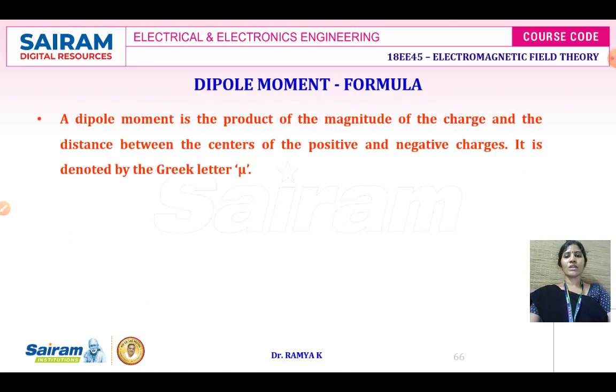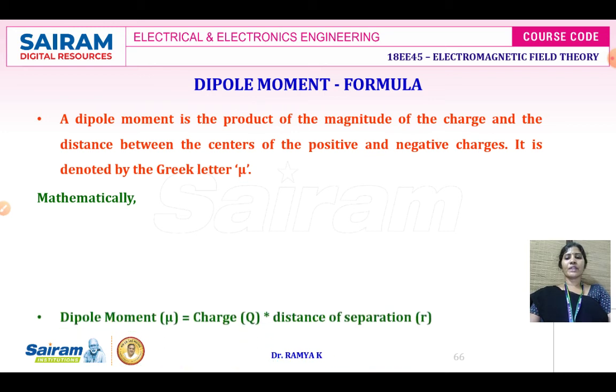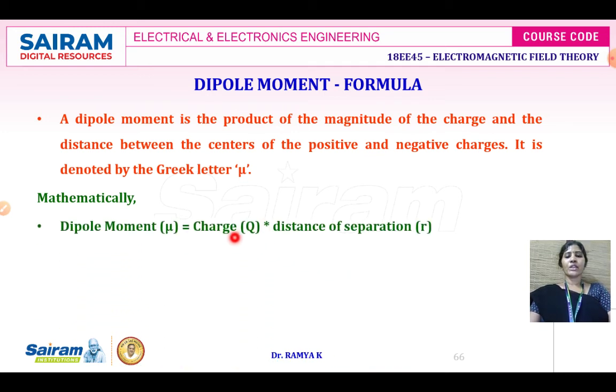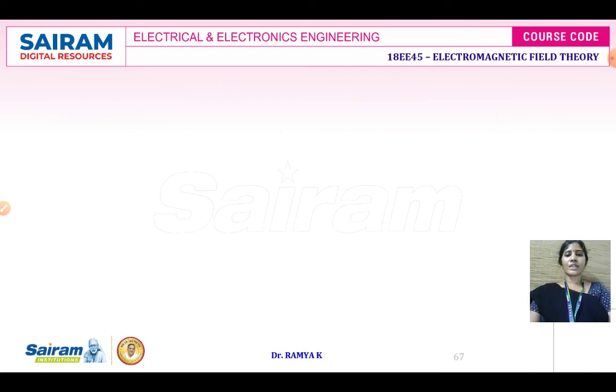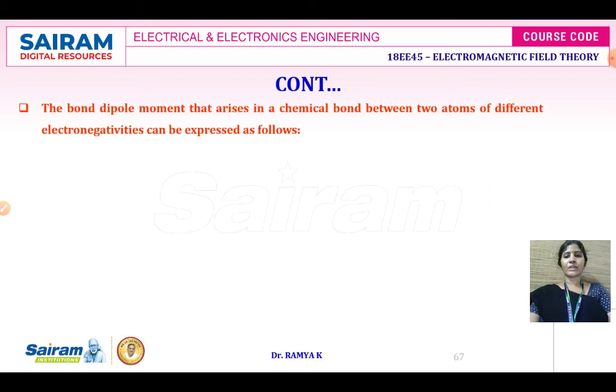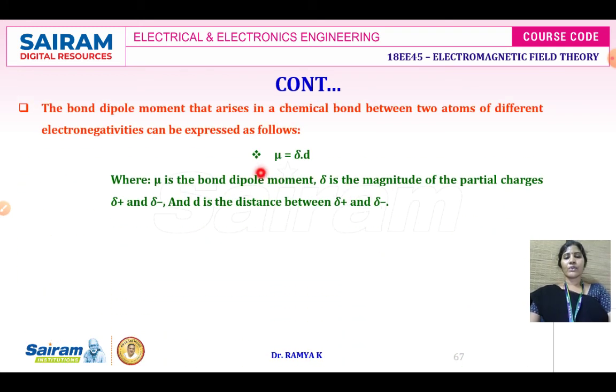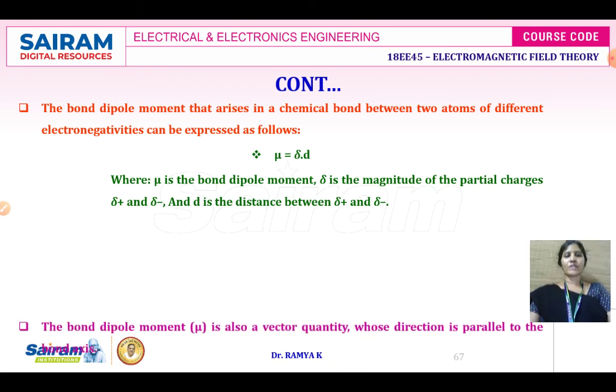So the formula to identify the dipole moment is going to be charge Q into distance of separation, which we will write as mu is equal to delta into d. Mu is the bond dipole moment, delta is the magnitude of the partial charges, delta plus and delta minus, and d is the distance of separation between these two charges. This is going to be your dipole moment.